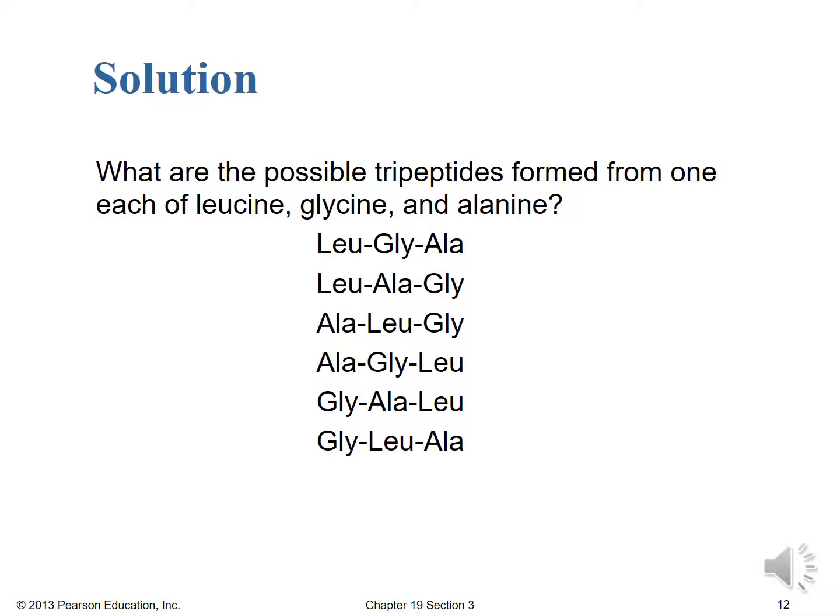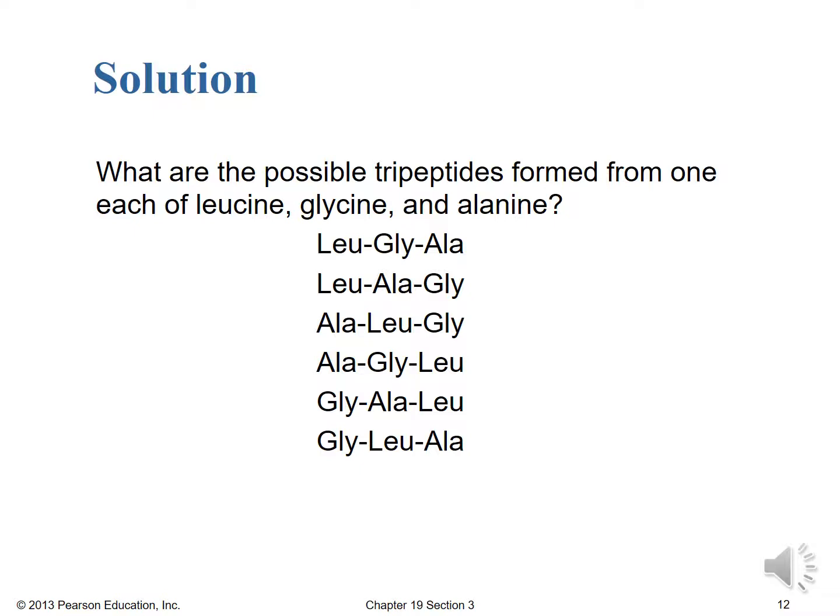The other thing we could do is keeping leucine at the front. We could have leucine, then alanine, then glycine. That's all we can do with starting with leucine, right? Then we could look at our possibilities starting with alanine. So alanine, leucine, glycine, or alanine, glycine, leucine. Finally, let's start with glycine, and we could go glycine, alanine, leucine, or glycine, leucine, alanine.